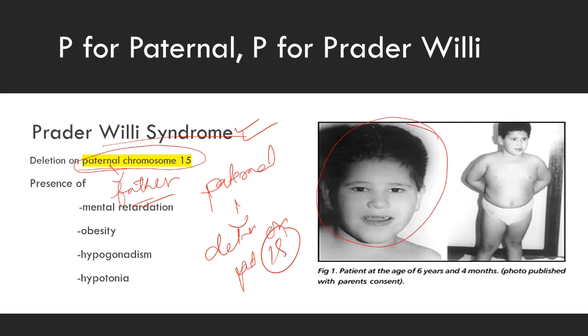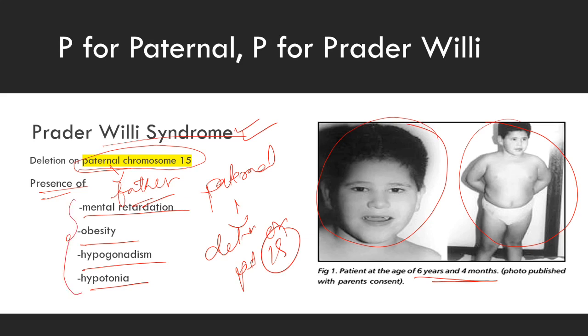Okay, now we have to see this child. You can see here, he is a patient of Prader-Willi syndrome. So what are the symptoms? Presence of mental retardation, obesity, hypogonadism, and hypotonia. You can see this patient is obese and he looks a little bit mentally retarded. This is his picture taken at the age of 6 years and 4 months. And hypogonadism and hypotonia, how can we remember?